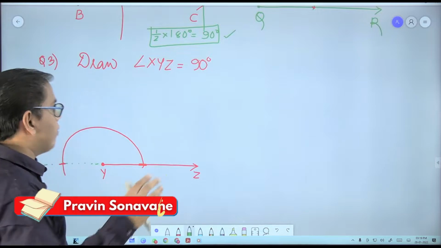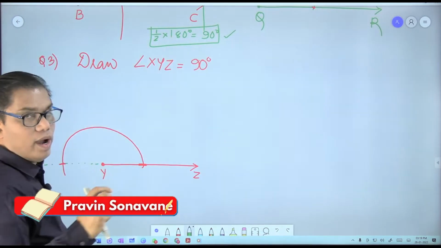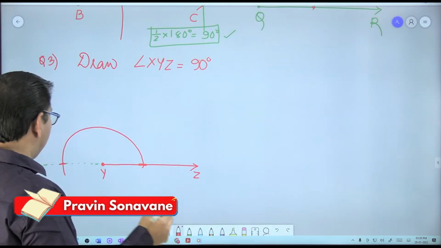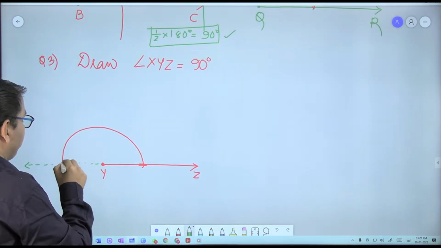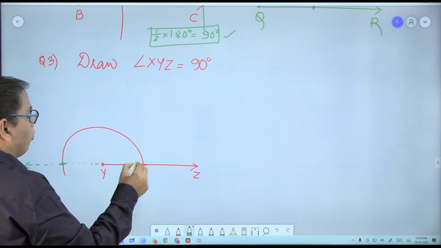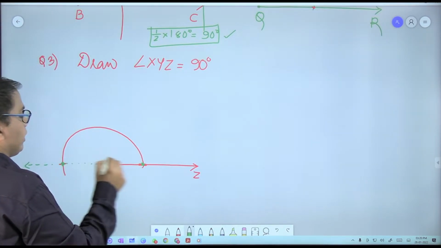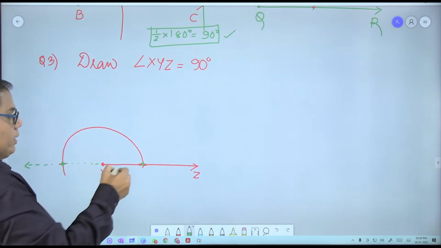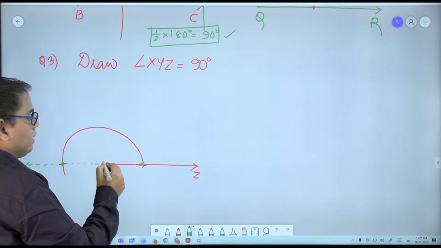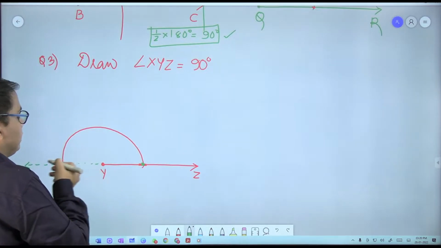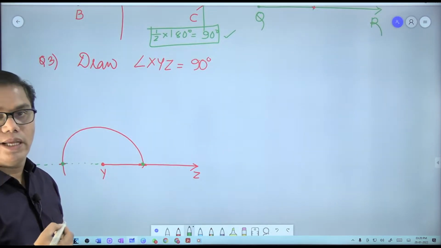Now what I will do is I will draw a bisector of 180 degree. How to do that? Use your compass. Keep your pointer on this point. Okay, keep your pointer here. There are 2 points, one here and one here. Are you getting it? So this semicircle is intersecting YZ and it is intersecting the backward extension of YZ.